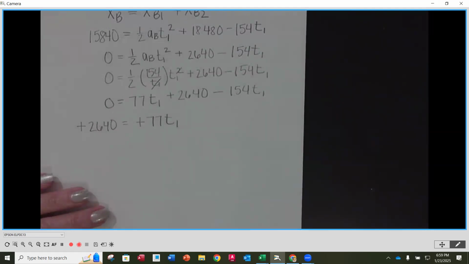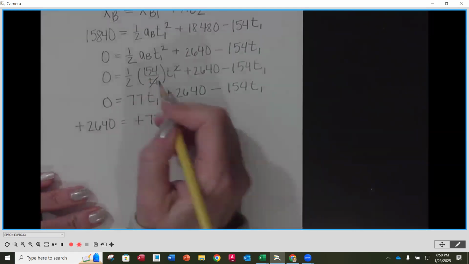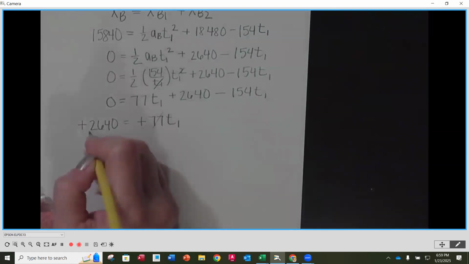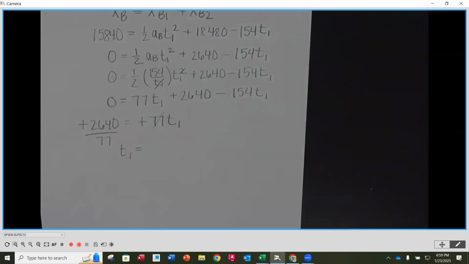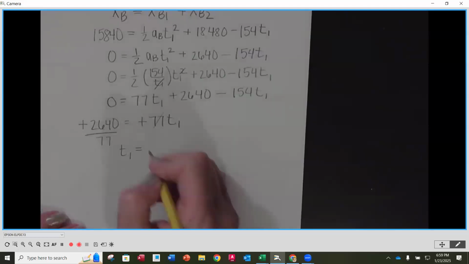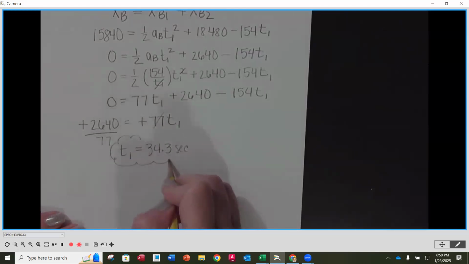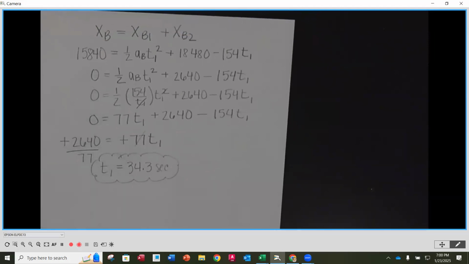We can make both those sides positive now, and our only unknown is T1. So we don't need a quadratic for this one by doing this substitution right there. So now solving for T1, I'm going to divide both sides by 77. Our T1 is equal to 34.3 seconds. Okay. I want to give you a chance to get that and make sure you got this process to get to T1.